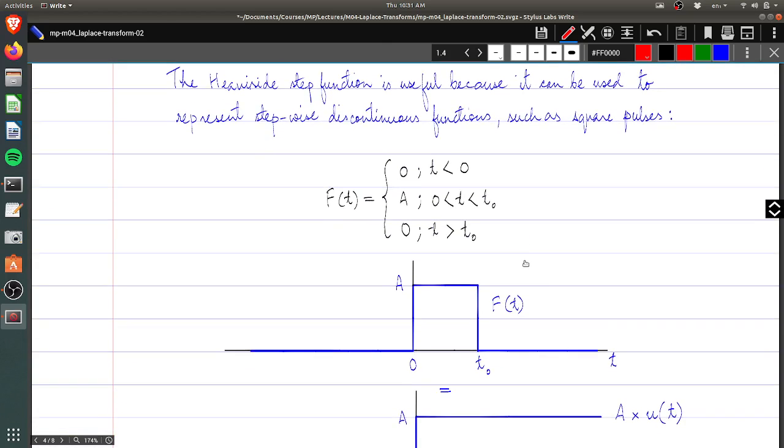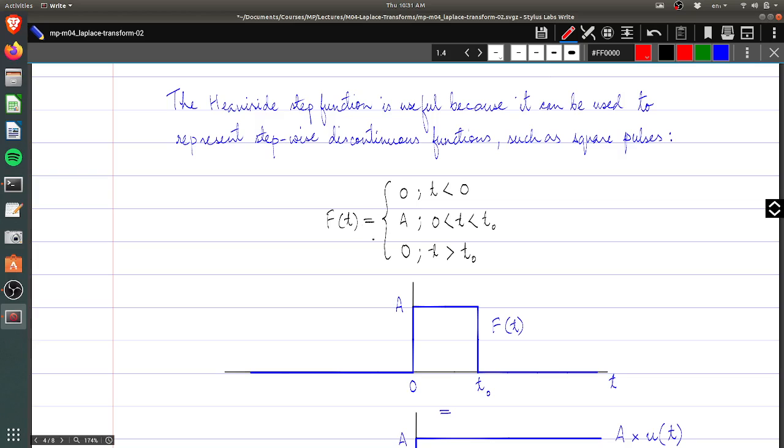So let's say I have a square pulse which is given as this. We have f of t, which is a function of time. The value of this function is equal to a from t equal to 0 to t equal to t naught. Then for t less than 0, it will take the value 0, and for t greater than t naught, it will take the value 0.